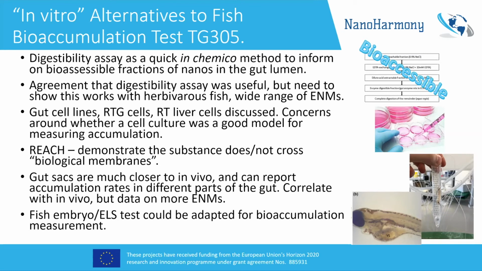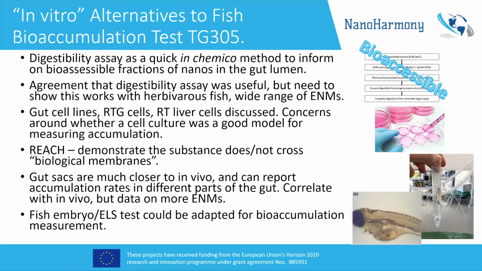We also talked about gut sac preparations, and this is something that we've been using in Plymouth for nanomaterials for a number of years now. This method originates in animal physiology, in animal nutrition since the 1950s, and it's been used for chemicals for a good number of years in research activity. What we're able to do with this gut sac preparation is make different regions of the gut in the lab, and we can measure uptake in real time to get accumulation rates in the gut tissue.